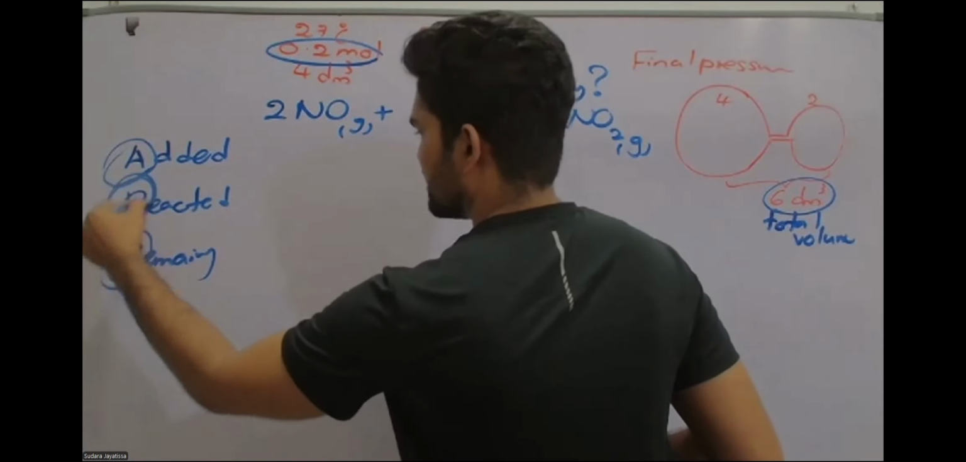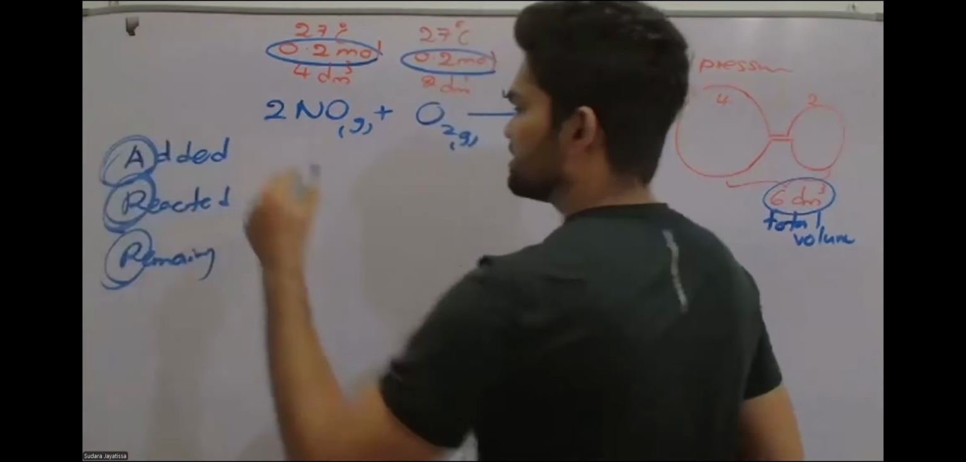ARR method: added, reacted, remaining. Understood? So now let's write how many moles of NO is added. 0.2. Here another 0.2. We haven't had anything from NO2. So these things are reacting according to their stoichiometry ratio.